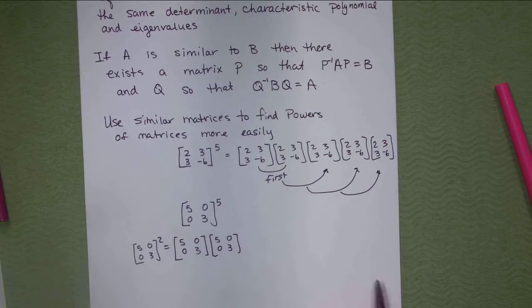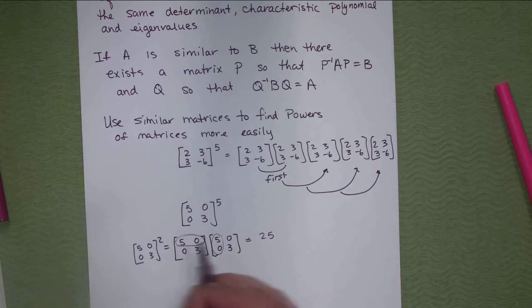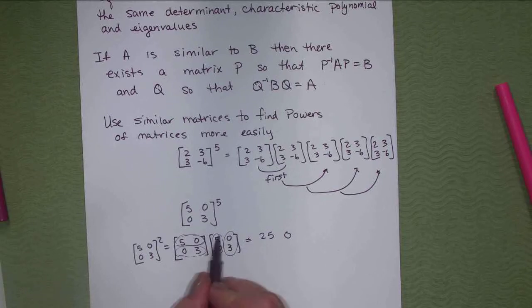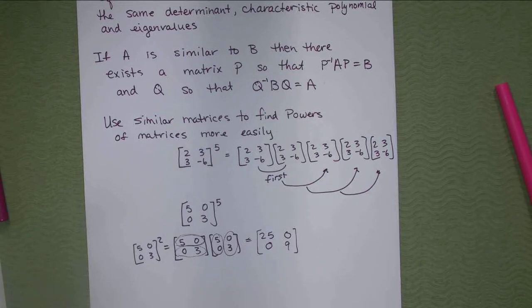So what do we get when we square this, multiply it by itself? So 5, 0, 5, 0. So 5 times 5 is 25 plus 0. Then our first row with our second column, 0 plus 0. Our second row, 0 plus 0. And our third row, 0 plus 3 times 3 is 9. So do you see what happens if you actually square a diagonal? It's just the diagonal squared.